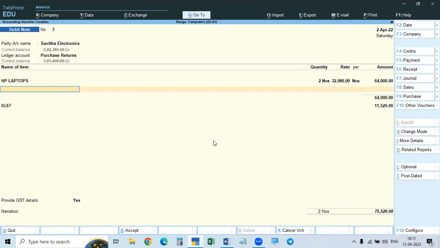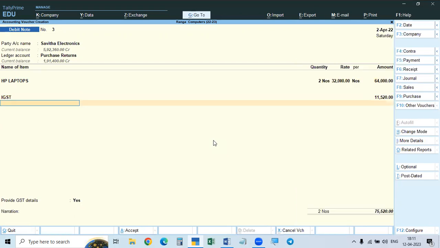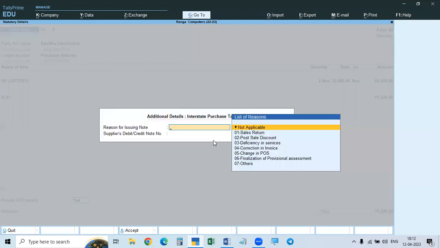And there is another item, but there is no item, so come down, and then here you have to give the tax. If it is interstate, you have to give IGST instead of CGST and SGST. And then here, when you come to provide GST details, for debit note and credit note it will definitely come, you have to select yes. And here you have to give the reason why you are issuing the debit note.